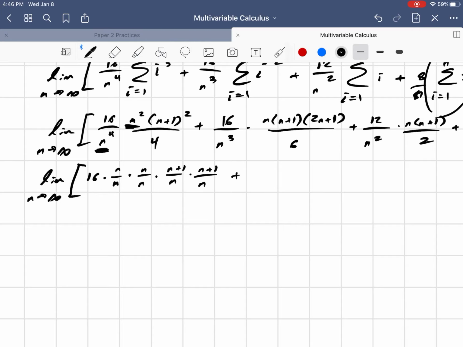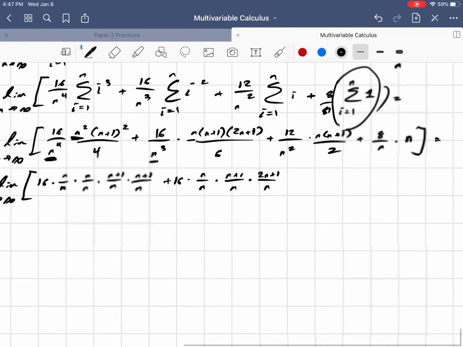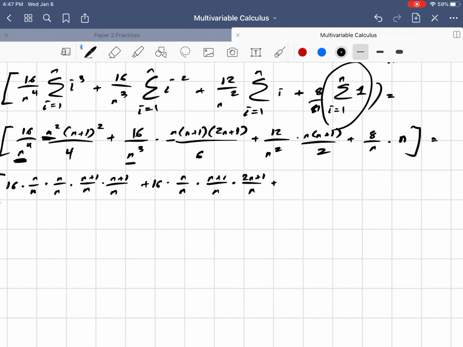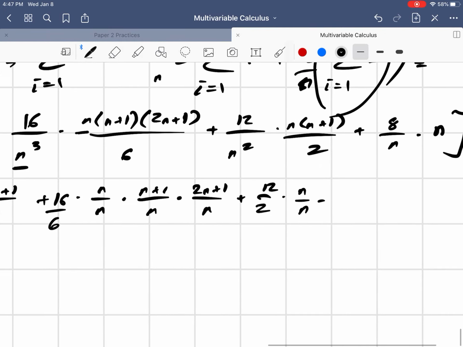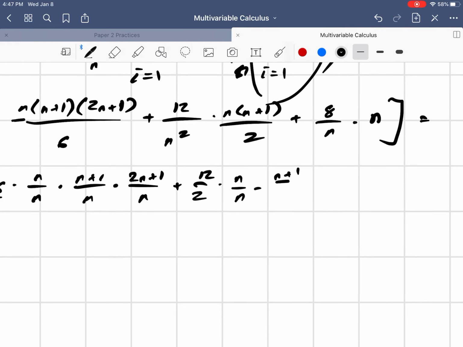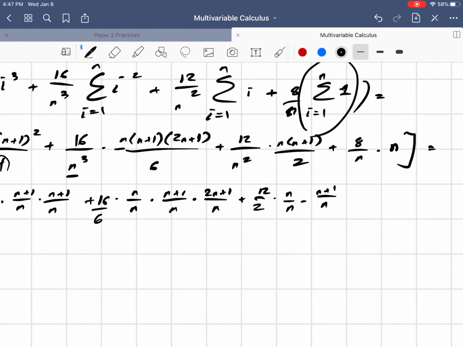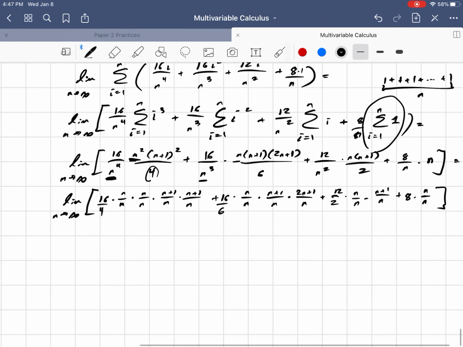So now we're adding 16 times n over n, so one of these with one of those, times n plus 1 over n times 2n plus 1 over n, and I don't think I'm going to have enough room to fit this all on one line. I should have moved over some. Now the next one, 12 times n over n. Oh, whoopsies. I missed a step here. This 4 here, I should have divided by a 4 here. I forgot those. And then 16 over 6, and then 12 over 2. Yeah, good thing I caught that. n over n times n plus 1 over n. And lastly, plus 8 times n over n. Oh, I did have enough room.